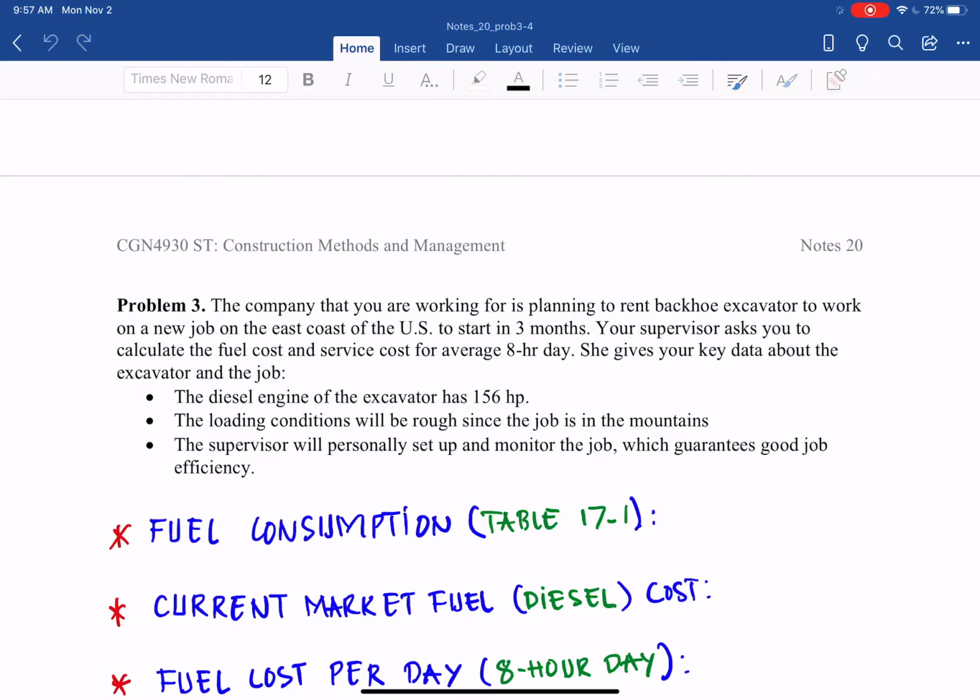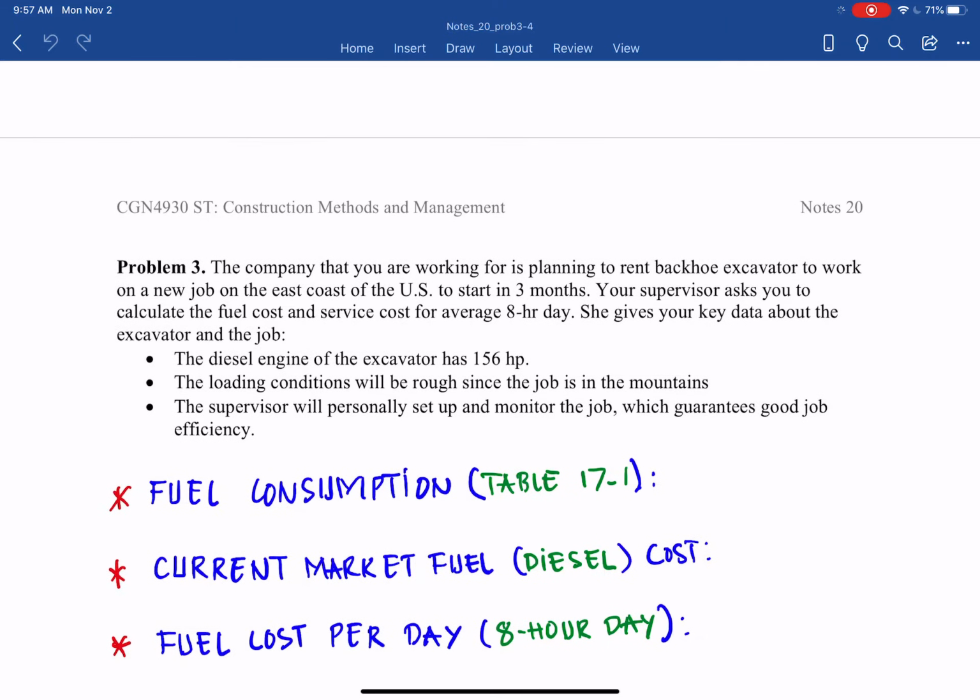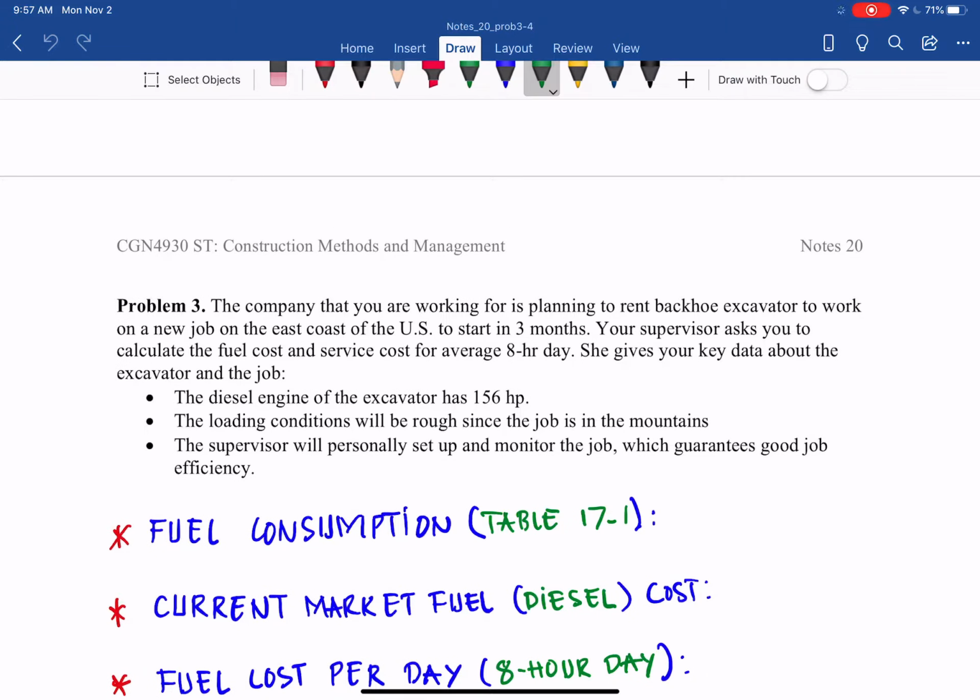Problem 3. The company that you are working for is planning to rent a backhoe excavator to work on a new job on the east coast of the US. I assume that is Florida. It starts in 3 months. Your supervisor asks you to calculate the fuel cost and service costs for an average 8-hour working day for this machine. She gives you key data about the excavator and the job.